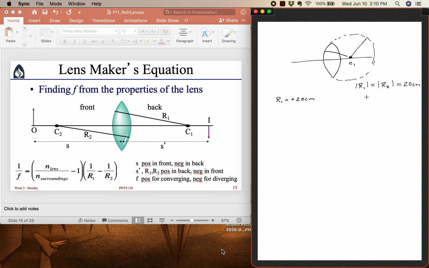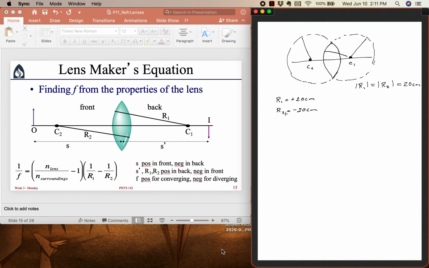Then what about R2? R2 has to do with the back surface of the lens, which is this surface. If we continued this surface around into a complete circle, we would notice that its center would be over here on the front side of the lens. This is C2, and the radius of curvature 2 goes from any spot on this circle to this center of curvature. Since the center of curvature is on the front side, the associated radius of curvature is negative. So R2 is negative 20 centimeters.